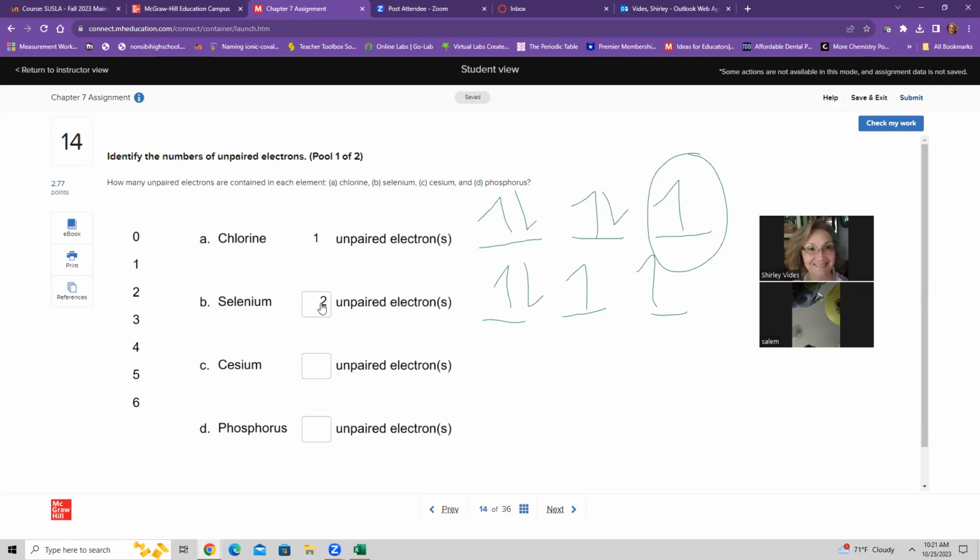Okay. The next one is cesium. Oh my God, my kitties.